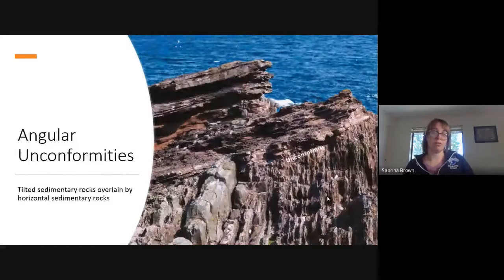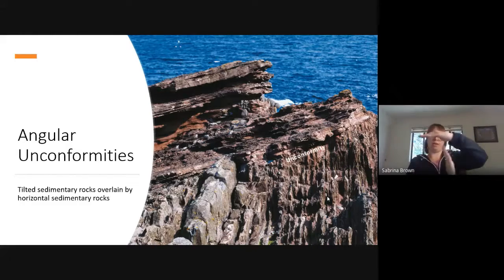And then angular unconformities are the coolest, where we have sedimentary rocks that have been tilted, right? So we deposited them horizontally. Enough time has passed that they have been tilted somehow, usually during the mountain building process. And then after they've been tilted, we have deposited sedimentary rocks on top horizontally, right? So you have an angular portion overlaid by horizontal rocks.